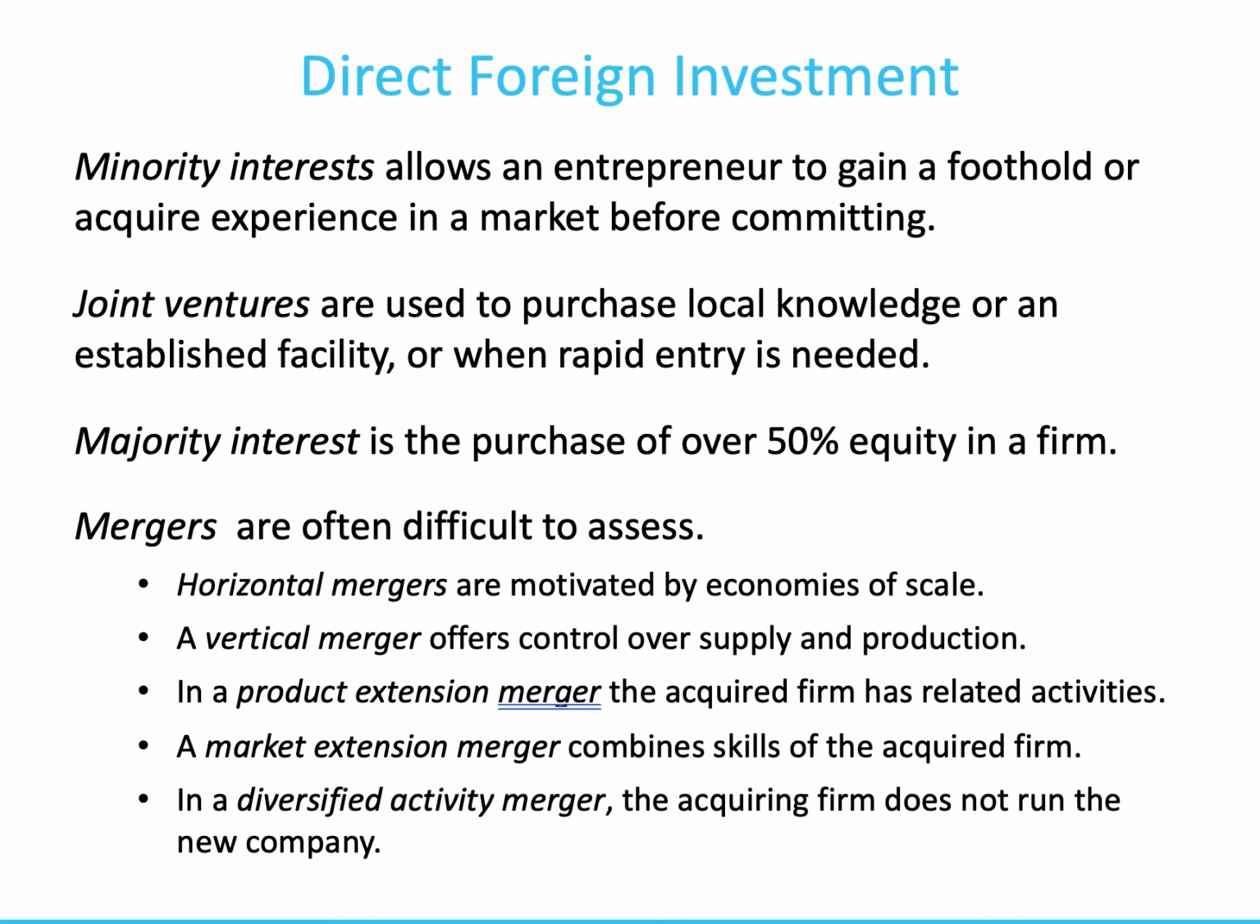And then the diversified activity merger, an acquiring firm does not run the new company. It's just an extension of that. Companies like Samsung, Kawasaki, they have all these different divisions. They have like appliances, they have ATVs, they have phones, they have TVs. They have all these things, and they have nothing to do with one another. That's a diversified activity merger where they work with different companies and acquire and work together to produce a lot of different types of products all over the globe.